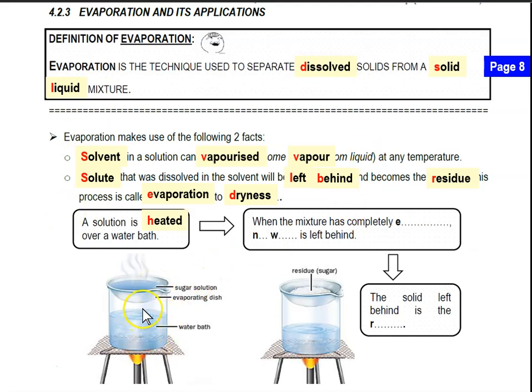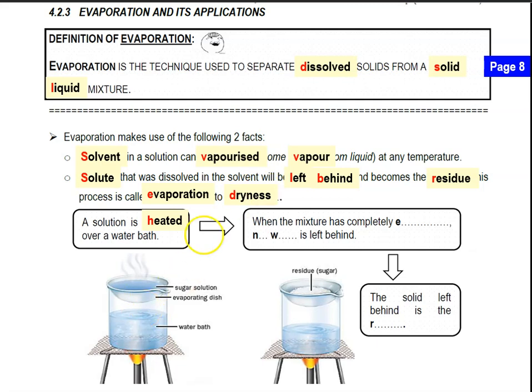Now, you may ask, Miss Lee, why don't we just heat it directly? Two reasons. Number one, in this case, if you heat it too quickly, you know that sugar can actually caramelize. It can be cooked. So you may not want the sugar to become brown, because you want to leave behind the pure white sugar crystals.